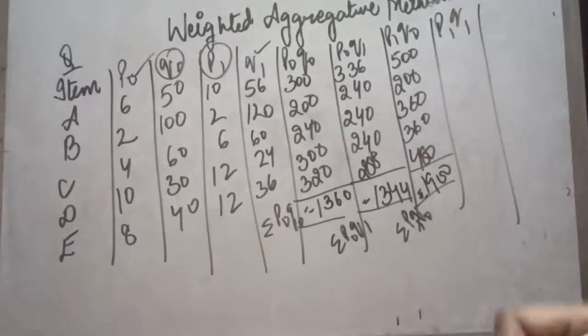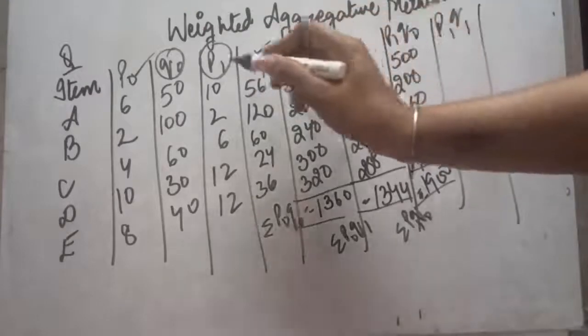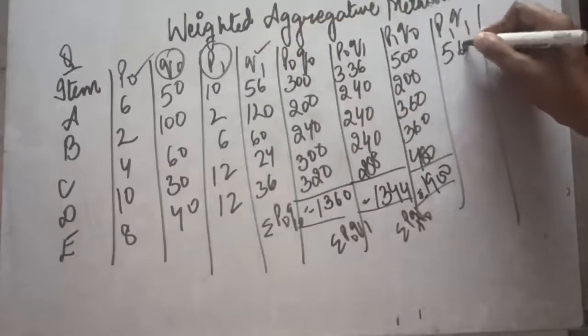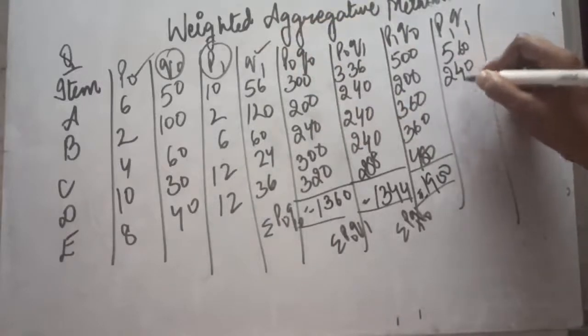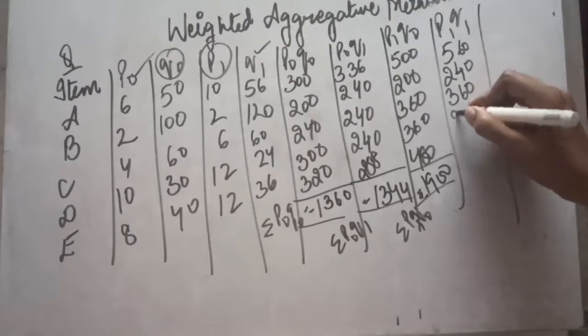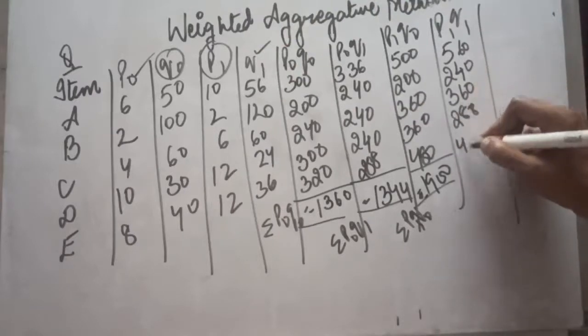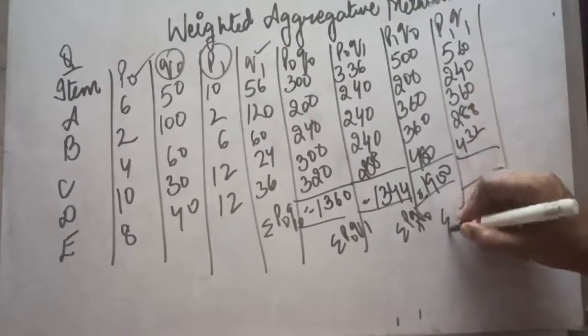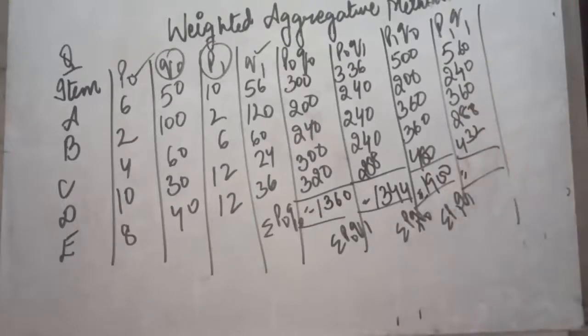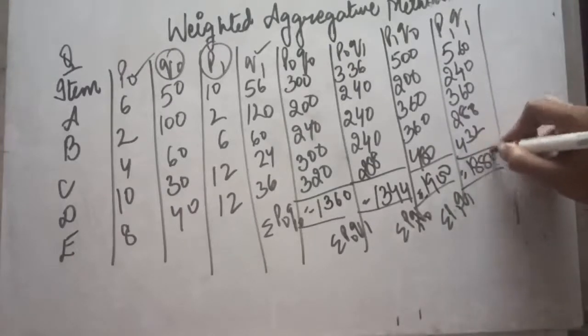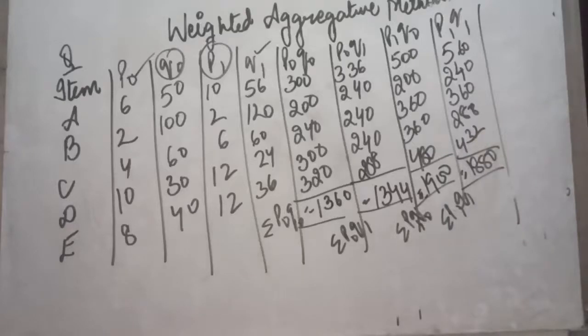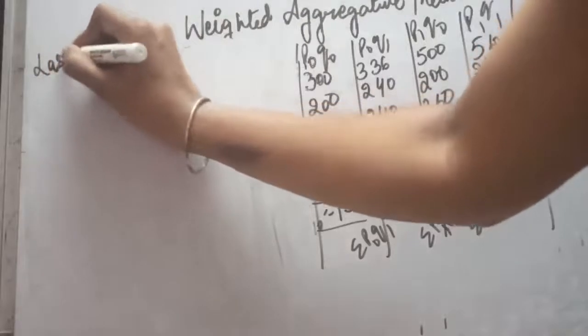And last we will calculate P1Q1. You have to calculate these 4 columns in all the questions. So Σ P1Q1 is this. First it will be 560, then 240, then 360, then 288, then 432, and its total will be Σ P1Q1, which comes out to be 1880. Now we will apply all the formulas. All the values are already here. We will apply the formula and calculate the price index. First of all, we have seen the formula of Laspeyres'.